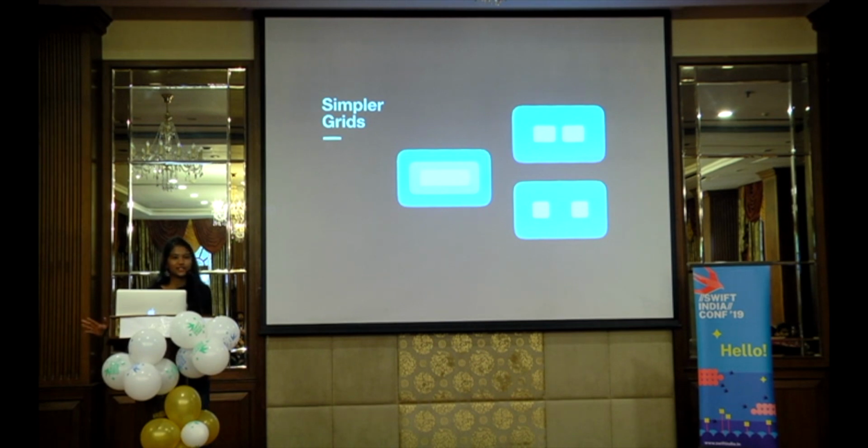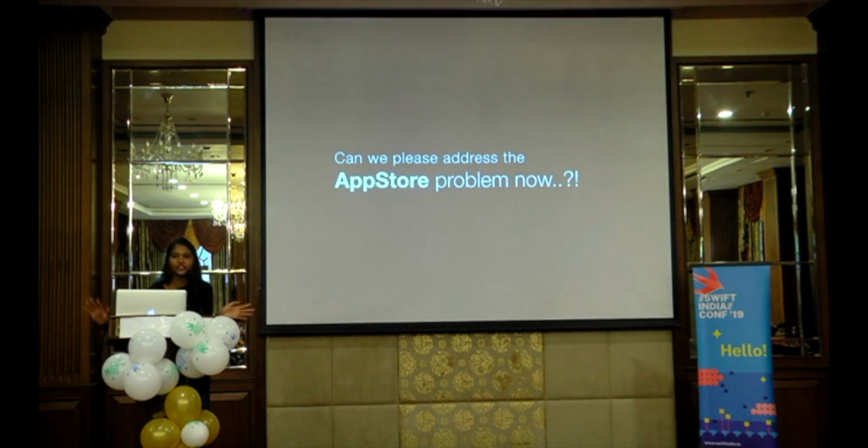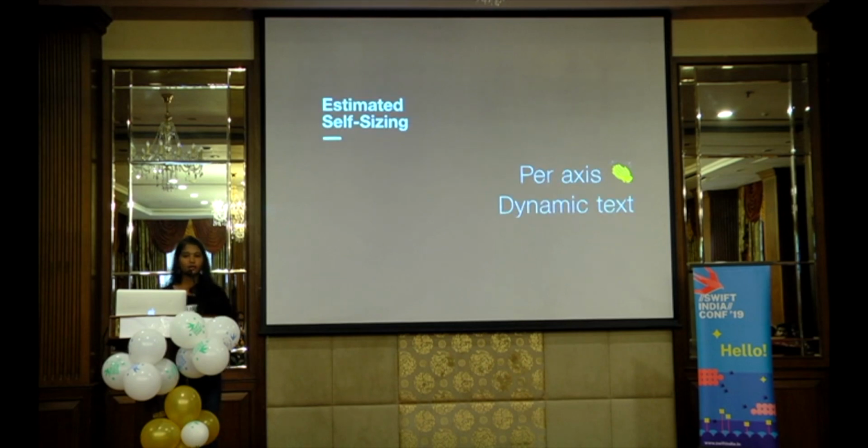Enough of lists and grids already. Let's just have a look at how to solve our App Store's problem in 5 lines of code now. Okay, beginning with the first problem, estimated self-sizing. Remember the last option I gave you in those 4 options of NS layout dimension? The estimated value option? What's so new about it in compositional layouts?